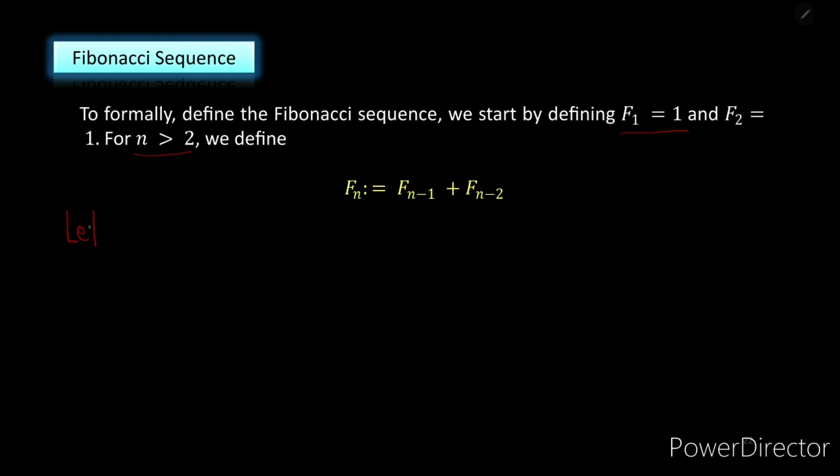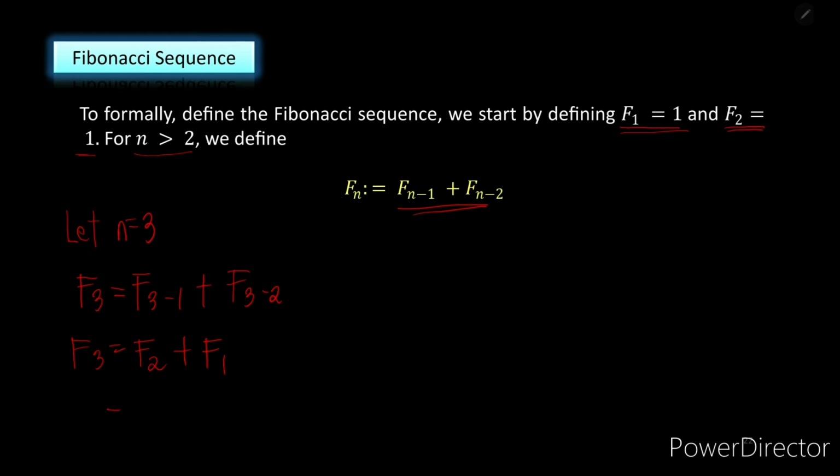Let n be equal to 3. So, if n is 3, we have f sub 3 equals f sub 3 minus 1 plus f sub 3 minus 2. And we have f sub 3 equals f sub 2 plus f sub 1. We said that f sub 2 and f sub 1 are 1. So, we have 1 plus 1, which is equal to 2. Hence, f sub 3 is equal to 2.